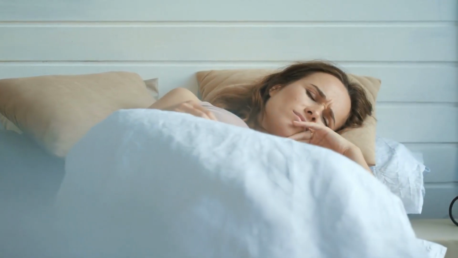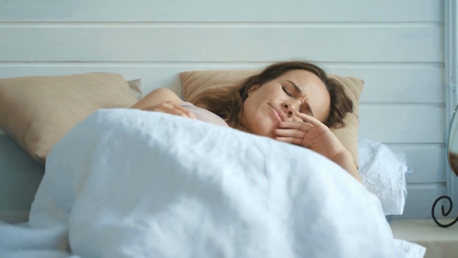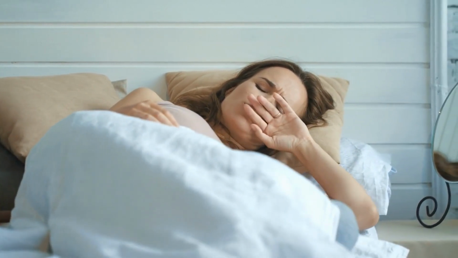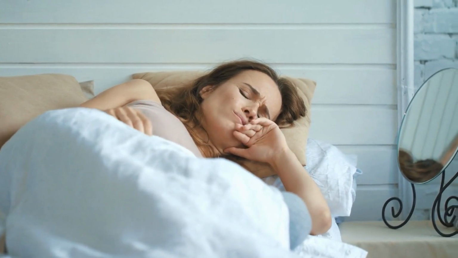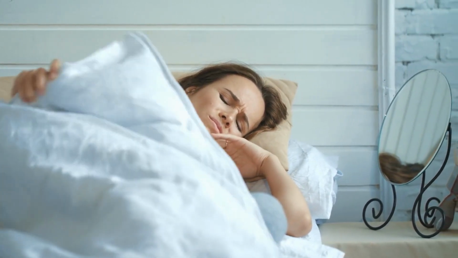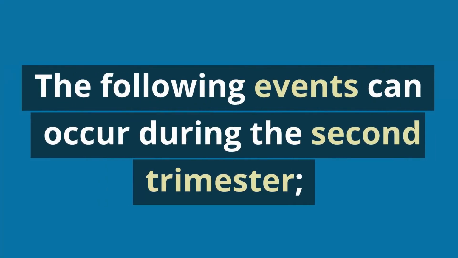Hyperemesis gravidarum. Excessive nausea and vomiting in pregnancy between 4 and 10 weeks requires medical intervention to avoid acidosis, dehydration, encephalopathy due to vitamin B deficiency, hepatic involvement, and death. The following events can occur during the second trimester.